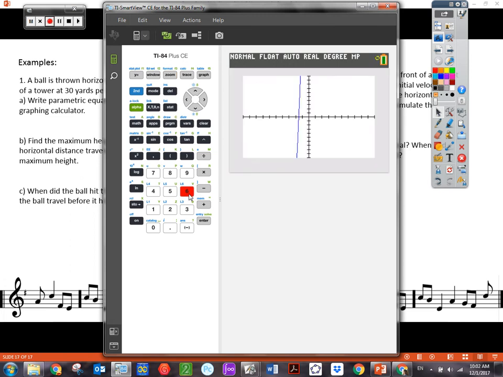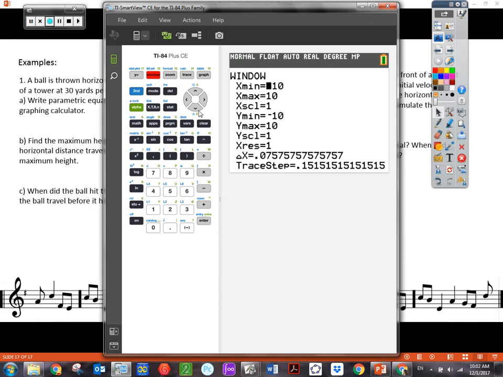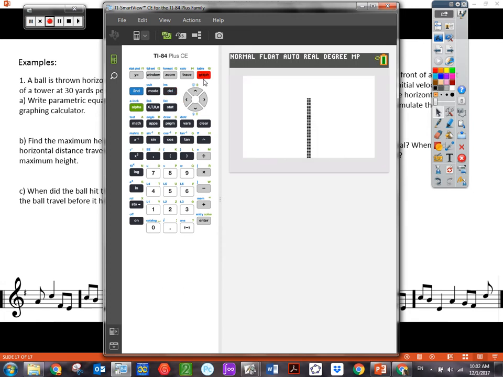It's probably not going to work. See, I don't see the y. I need a maximum height, right? So I'm going to really need my maximum value. So I like to adjust the window by hand. I don't like to do the zoom fit and such, but you can do whatever you like. I would go and change my y max to maybe, I don't know, 100. I don't know what it's going to be, but I bet 100, not 1,000, but 100 would probably be sufficient. So let's look. Yeah, 100 is sufficient. So now I can see my maximum height.